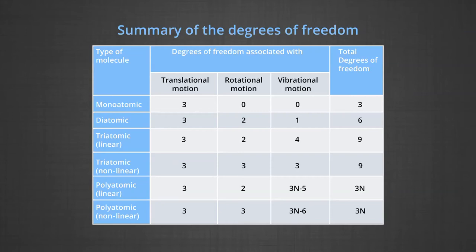For a triatomic linear molecule, there are 3 translational degrees of freedom, 2 rotational degrees of freedom, and 4 vibrational degrees of freedom, which totals up to 9 degrees of freedom. Similarly, for a nonlinear molecule, we have 3 translational degrees of freedom, 3 rotational degrees of freedom, and 3 vibrational degrees of freedom, which again totals up to 9. Generalizing it, we see that for polyatomic molecules, whether it is linear or non-linear, the total number of degrees of freedom is given by 3n.